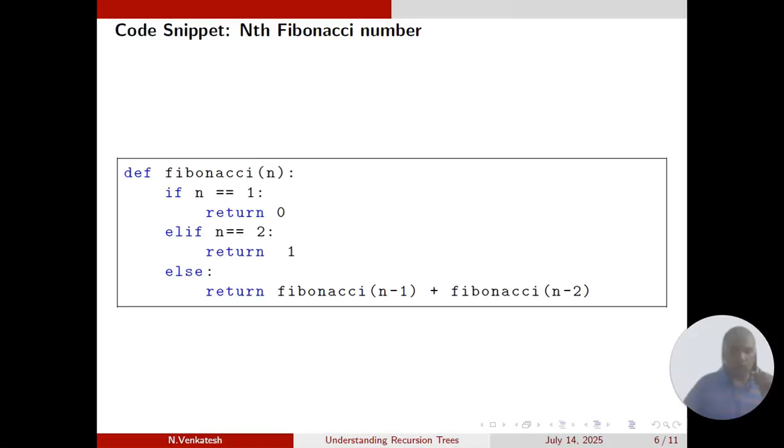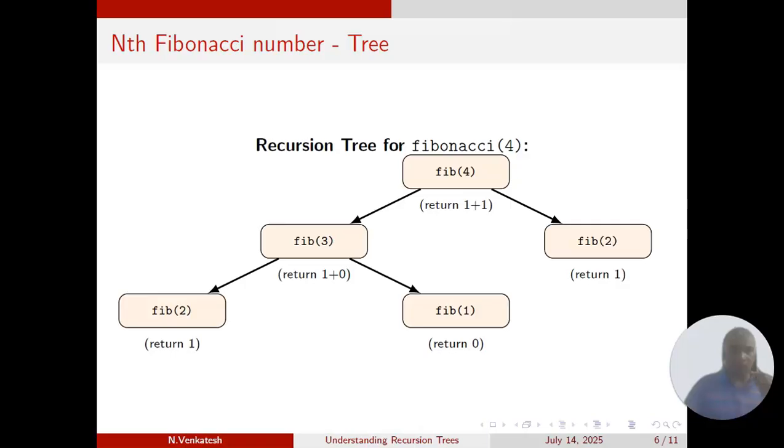So let us draw a recursion tree for the fourth Fibonacci number. With an argument 4, if we call Fibonacci of 4, as n is greater than 2, it calls two recursive functions, Fibonacci of 3 and Fibonacci of 2. So we have two nodes for Fibonacci of 4, and Fibonacci of 3.